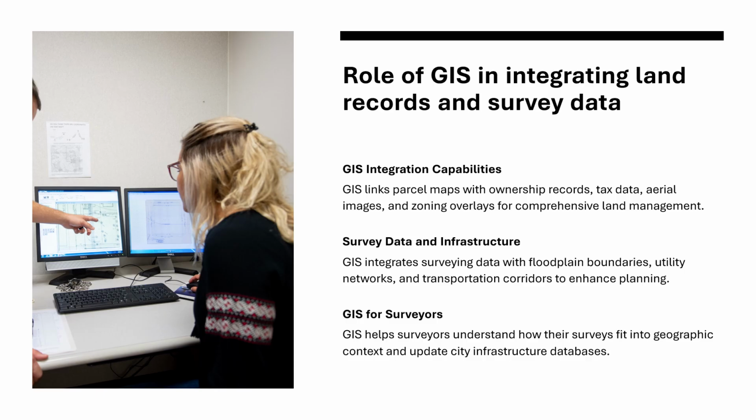So GIS, or Geographic Information Systems, is where all these strands can come together. GIS allows CADs to link parcel maps with ownership records, tax values, aerial imagery, and zoning overlays. It allows cities and counties to integrate surveying data with floodplain boundaries, utility networks, and transportation corridors. In practice, CADs rely heavily on GIS to maintain their parcel maps.